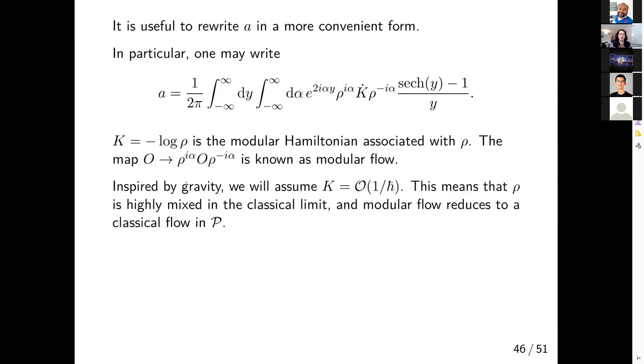And in gravity, the modular Hamiltonian of a subsystem is typically given by the area of some surface divided by 4G h bar. Inspired by that, we'll assume that the modular Hamiltonian goes like 1 over h bar. So in the classical limit, the modular Hamiltonian grows, which means that the state is highly mixed in the classical limit. You can also show that for any Hermitian operator that goes like 1 over h bar, the unitary flow that it generates reduces to a classical flow in the classical limit. So modular flow here will reduce to a classical flow in phase space.